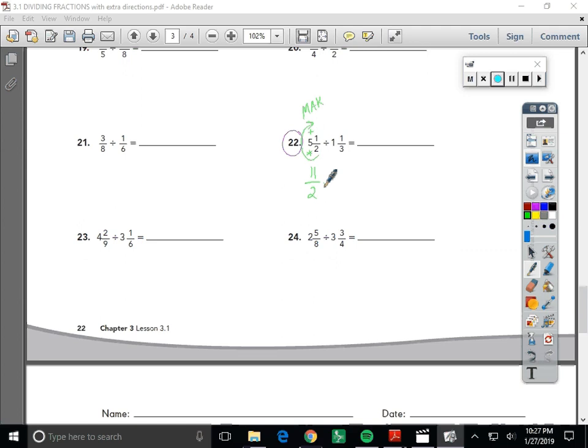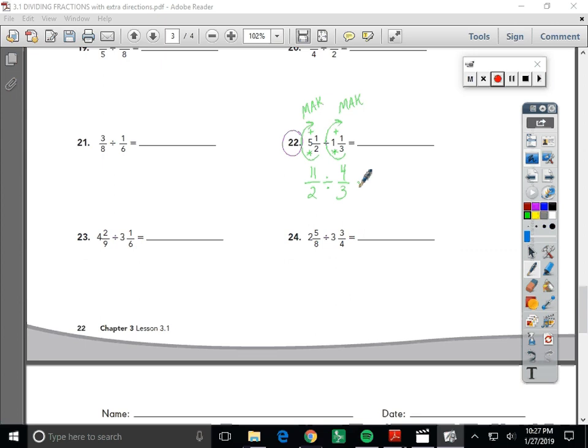The next thing I have is that division sign, but another mixed number that needs to be macked. In order for us to divide or to multiply these mixed numbers, we have to rewrite them as improper fractions. Again, we multiply the denominator times the whole number and add the extra numerator to it. So 3 times 1 is 3, plus 1 more is 4, and we keep that all over 3.